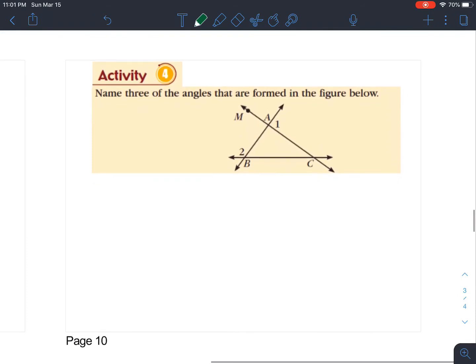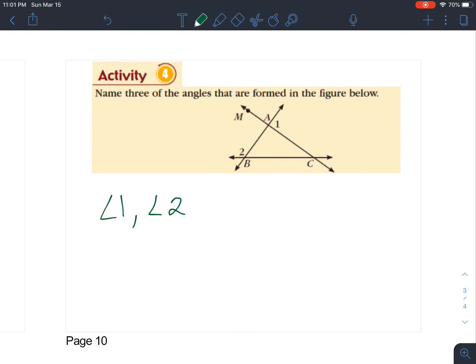Okay. In this picture, I want you to answer it and name 3 of the angles that you can see in this picture. Alright. So there are a couple really easy ones here. I noticed that we've got the ones that have numbers. So angle 1 and angle 2 would be very easy for us to name.